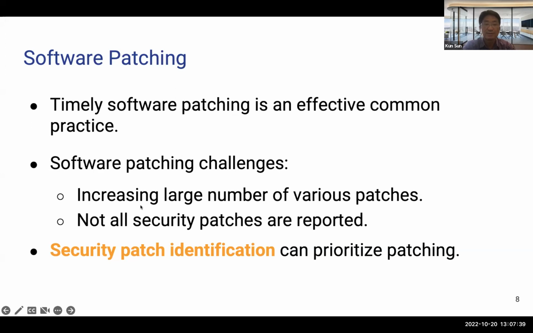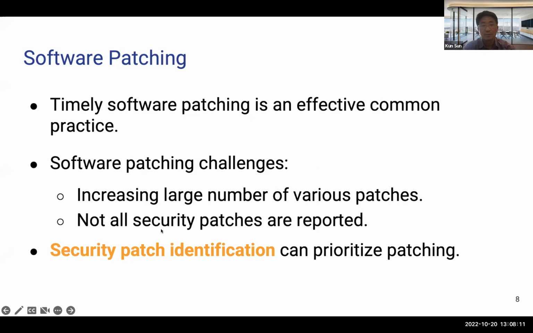On the other side, not all those security patches will be reported. Some software vendors may just silently or secretly fix some vulnerability without reporting it to the CVE or NVD. So for those admin people, they see there are some new patches, but they are not reported as security patches. They may delay the upgrading of the system.